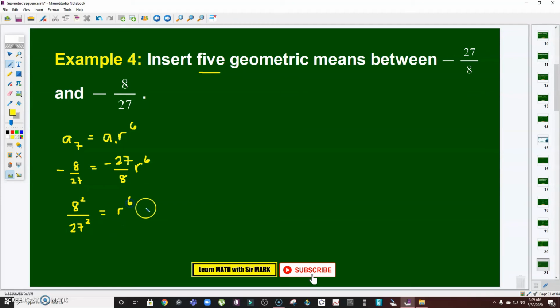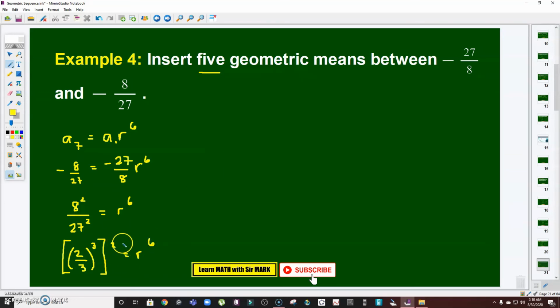See that? Okay, next. So, the good thing here is, when you see something like that, let's not panic. The 8 over 27, actually, they are perfect cubes. That is, 8 is 2 cubed, while 27 is 3 cubed. So you have 2/3 cubed, raised to 2. Okay? So, equals r to the 6.